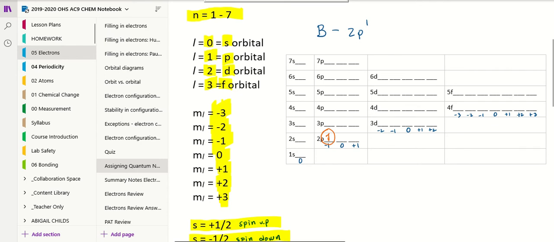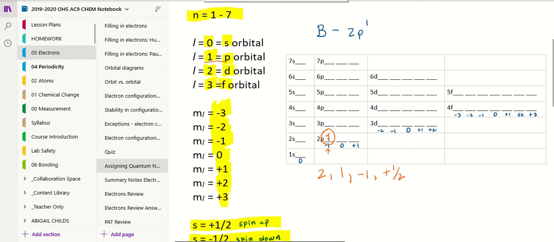What energy level am I in? 2. What sublevel do I have? P, which is equal to 1. So 2, comma 1, comma. Which orbital am I in? -1. And am I spin up or spin down? Spin up. So positive 1/2.